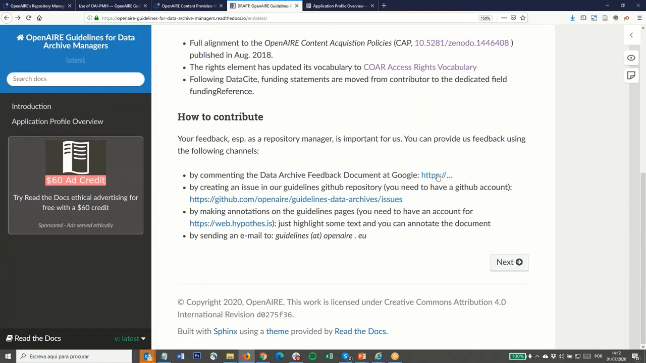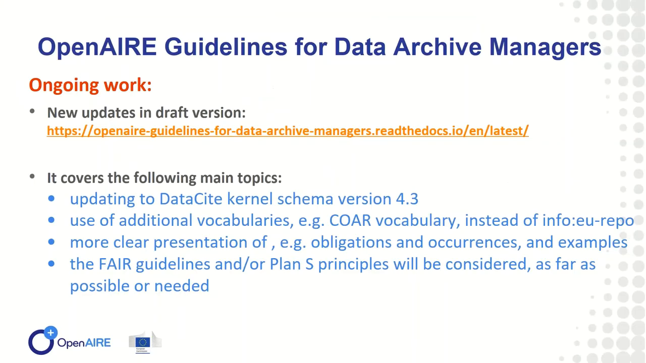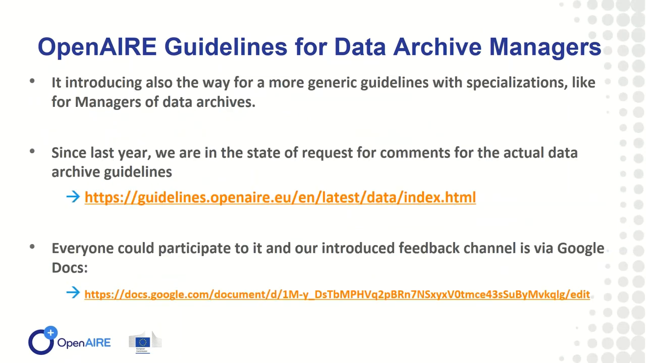But you can also use directly the OpenAIRE guidelines GitHub repository to create an issue and suggest changes. So basically this is what we want to highlight: we have this version that is aligned with the new content acquisition policy, and it is something important in order to facilitate the registration.